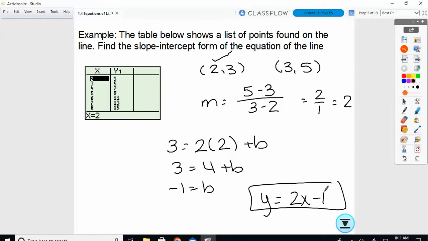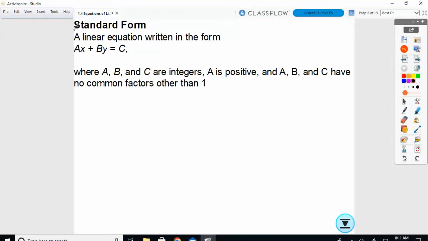There is one other form for the equation of a line. Anybody remember what that one is? Standard form. Ax plus By equals C. There are stipulations on this. A, B, and C have to be integers, so that means no fractions or decimals. A has to be positive, and A, B, and C have no common factor other than 1, so they can't all be divisible by 2 or anything. Do we have to use this? Let's do an example of this.